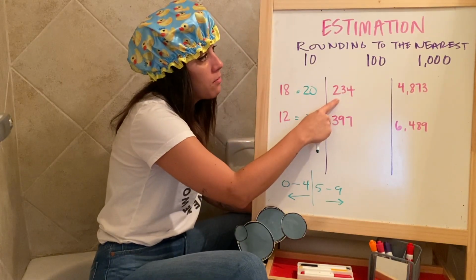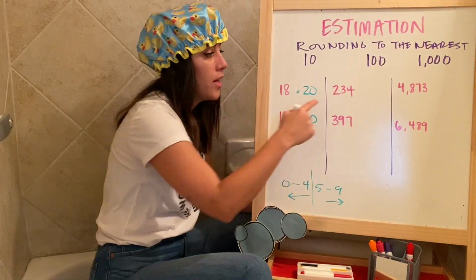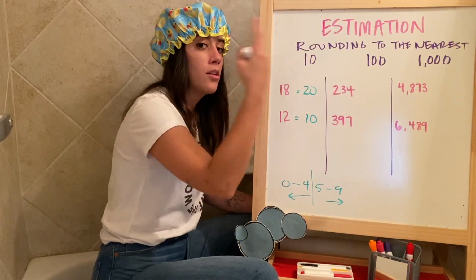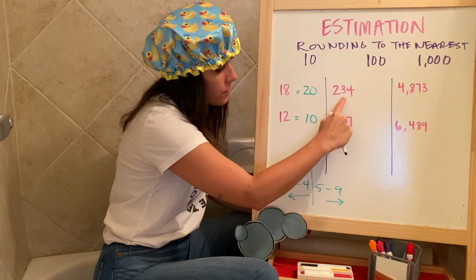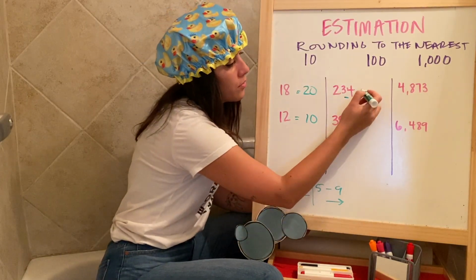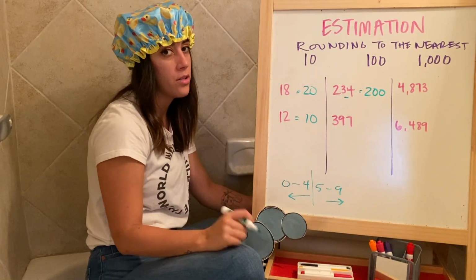So let's do the same thing as rounding to the nearest 100, looking at the next place value. 234, is it closer to 200 or is it closer to 300? I'm estimating by hundreds now. So looking again at the next number, 3 falls within this category. So we're estimating or rounding down. This would estimate to around 200.